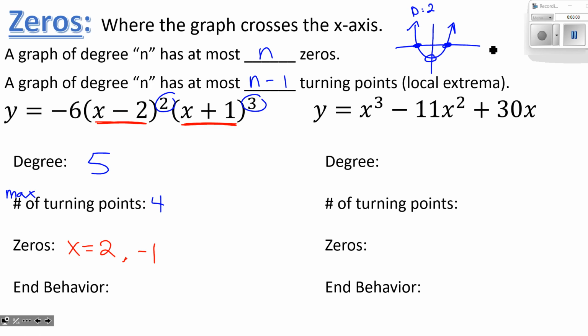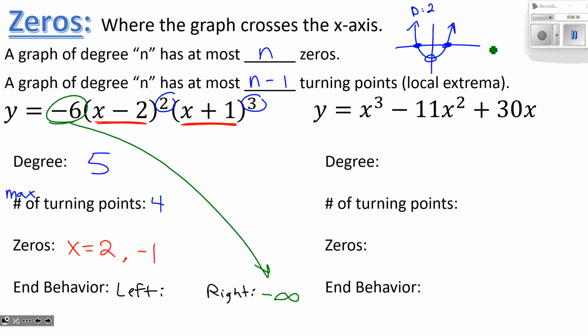And finally, the end behavior. Remember, we are doing left and right. So on the left and on the right. To know just from the equation without graphing it, I'm going to look at my lead coefficient. In this case it's negative 6, but negative's all I care about. Lead coefficient will determine your right end behavior. Since it's negative, to the right, it's negative infinity. Then how do you figure out the left, you might be thinking? Well, remember what we said. If the degree is odd, then the end behaviors disagree. So, left end behavior, positive infinity. Easy as that.